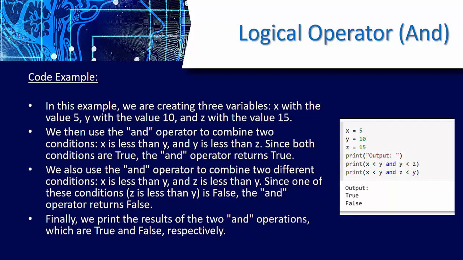We also use the AND operator to combine two different conditions, x is less than y, z is less than y. Since one of these conditions, z is less than y, is false, the AND operator returns false. Finally, we print the results of the two AND operations, which are true and false respectively.